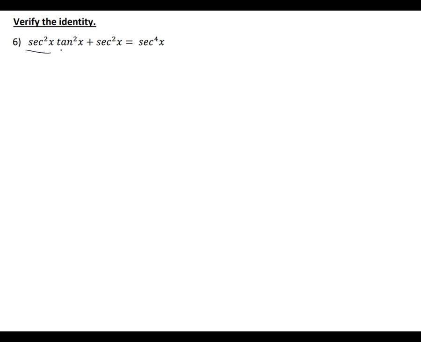What do I see in the left side? So I can pull it out. What's that called? Greatest common factor. So I'm going to take out a greatest common factor of secant squared x. So what am I left behind with? Tangent squared x plus 1.